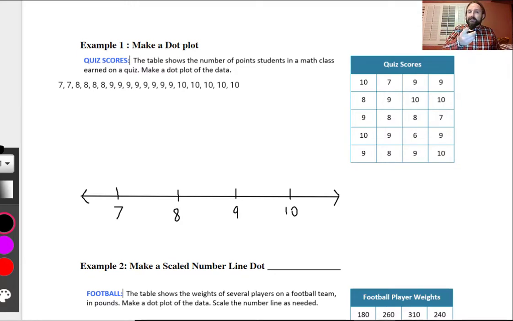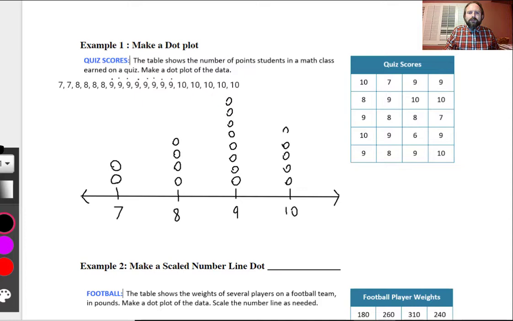Now we're going to do that operation that starts with the letter C. We're going to count. All right, so here we go. We have 2 7s. 8s, it looks like there's 4, so I'm going to put 1, 2, 3, 4. 9s, 1, 2, 3, 4, 5, 6, 7, 8. I have 8. And finally for 10s, I have 5. 1, 2, 3, 4, 5.